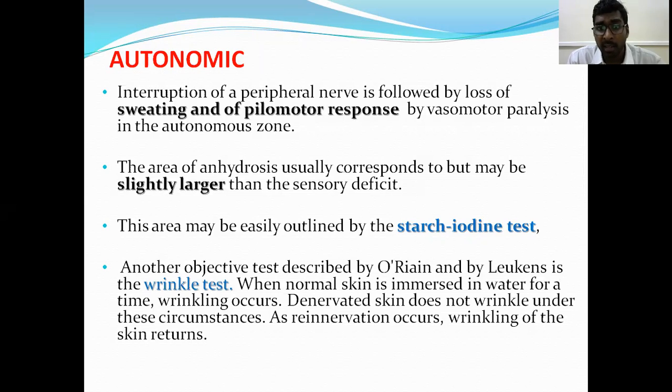Another objective test, described by O'Riain and Lukens, is the wrinkle test. When normal skin is immersed in water for a time, wrinkling occurs. But denervated skin does not wrinkle under this circumstance. As reinnervation occurs, the wrinkling of the skin returns.